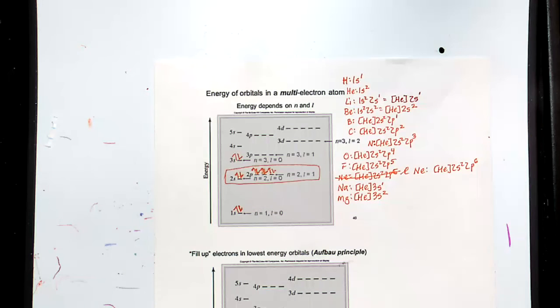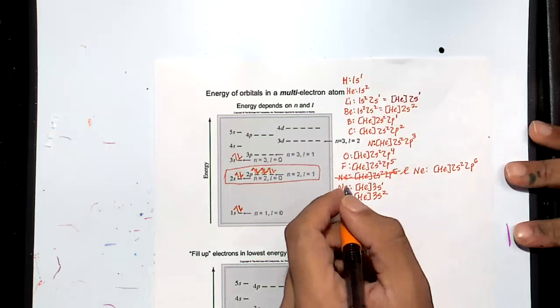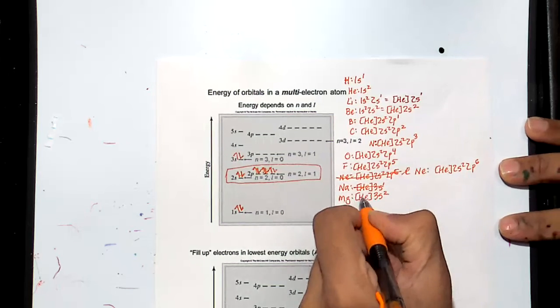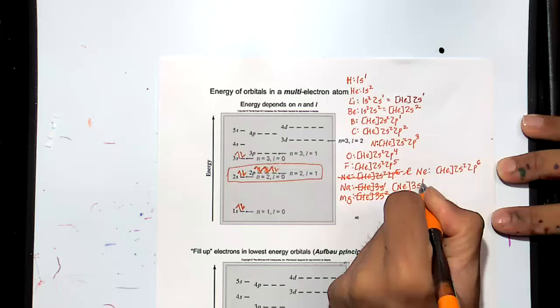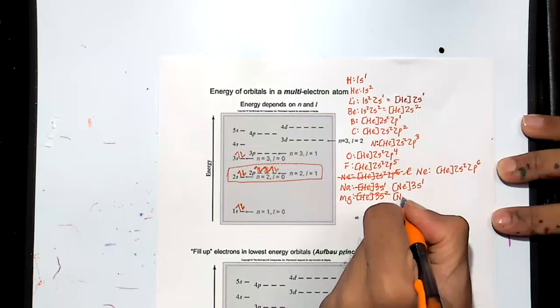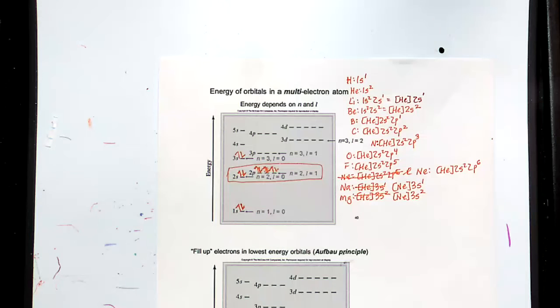Why are you still using helium? Yes, neon 3s2. Thank you, Harris. She got me. That's good. Just paying attention. Nearest noble gas for sodium is neon.